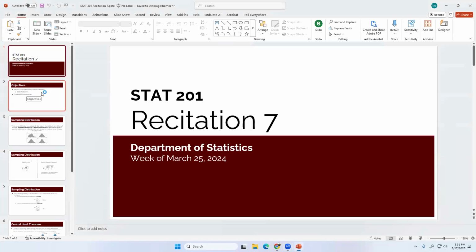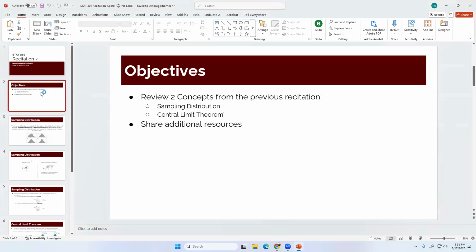So today we are going to review sampling distribution and central limit theorem. Okay, so we'll talk about what sampling distributions are and how it connects to the central limit theorem.